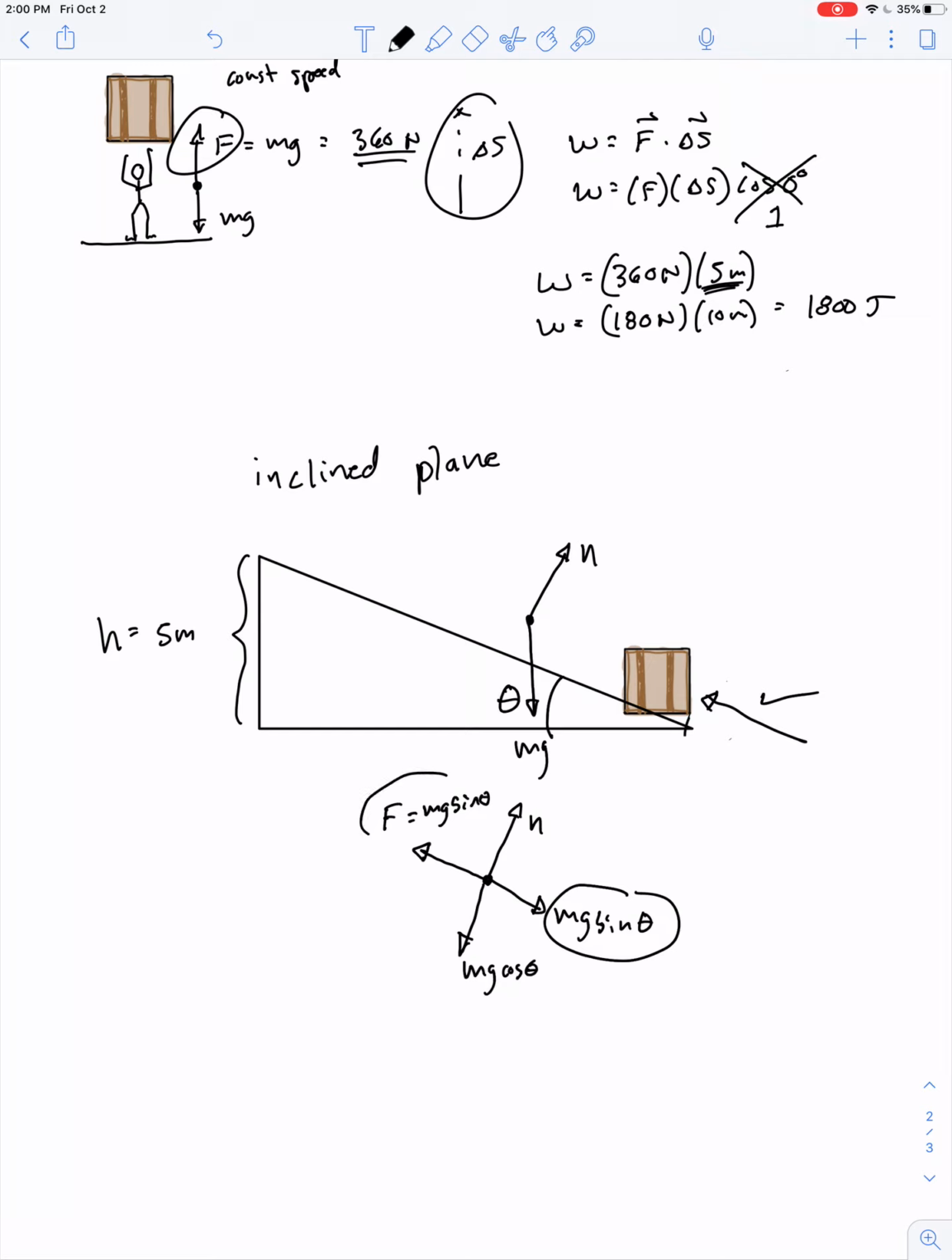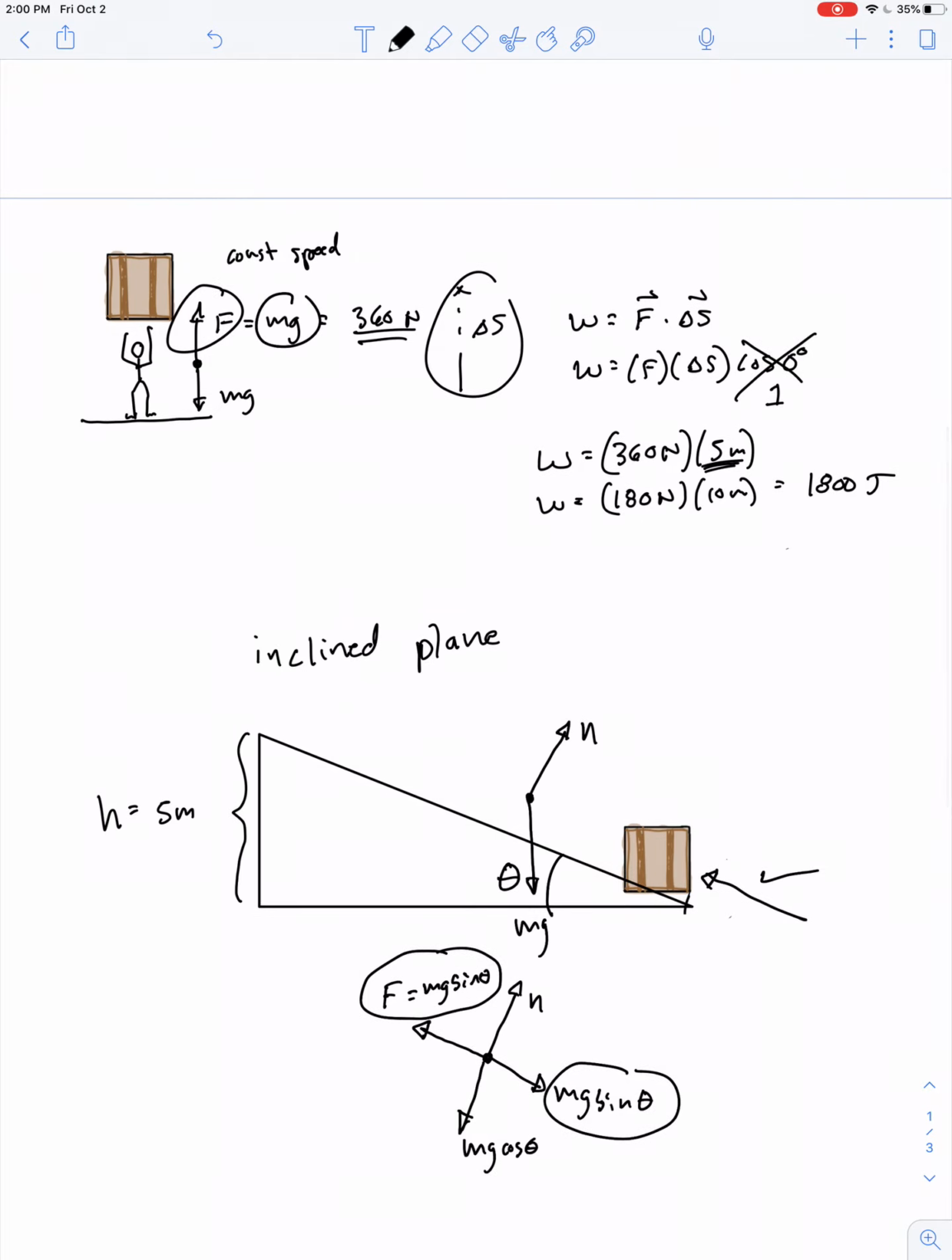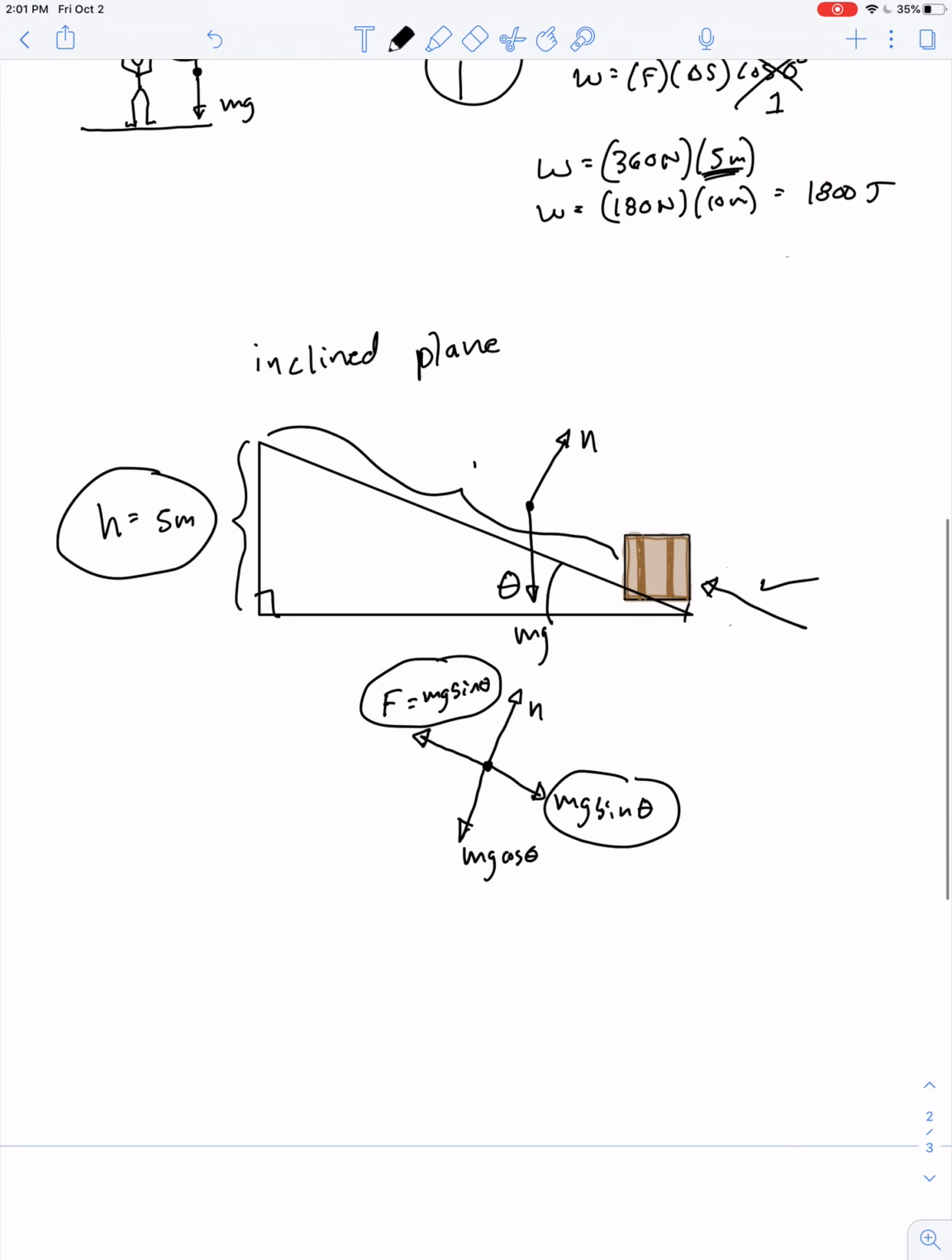So mg sine theta is definitely a smaller amount of force than mg, and without a doubt, if the height is 5 meters, the distance that you're going to apply that force represents the hypotenuse of this right triangle, which would be a greater value. In fact, if we call this distance d, then we can see from this right triangle that h is equal to d sine theta, or in other words, d is equal to h over sine theta.